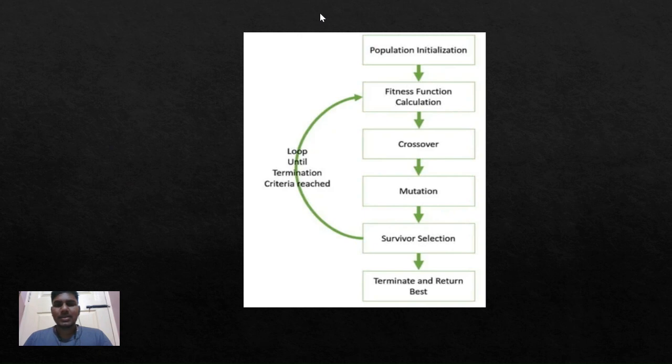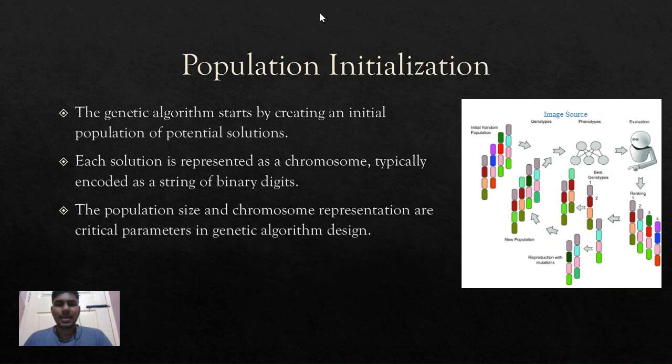So this is the basic flowchart of a genetic algorithm. It follows a top-down approach: population initialization, fitness function calculation, crossover, mutation, survivor selection, terminate and return best. At last we have the result. At first we have the population initialization.